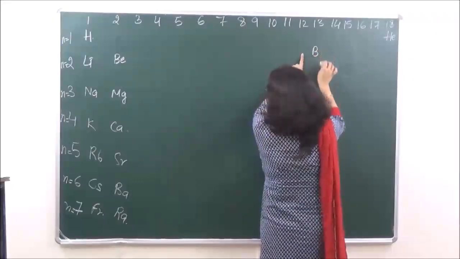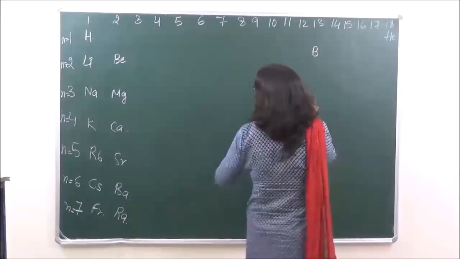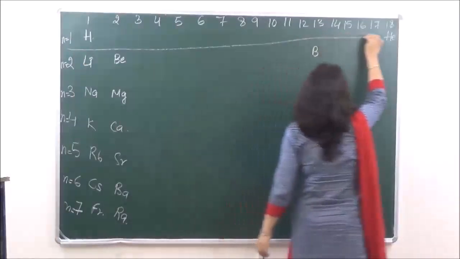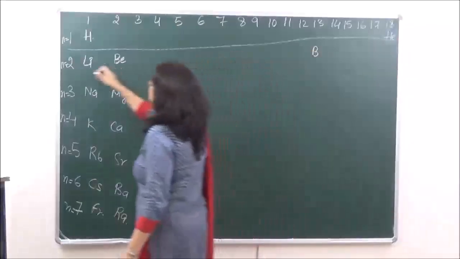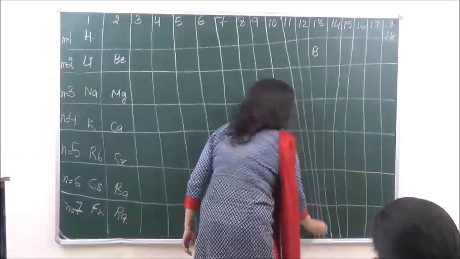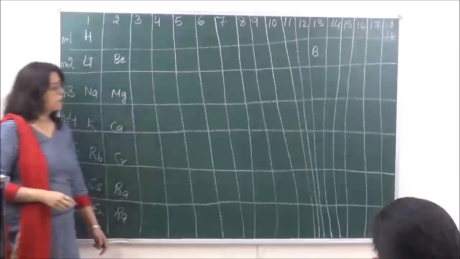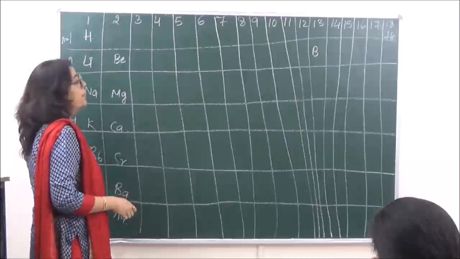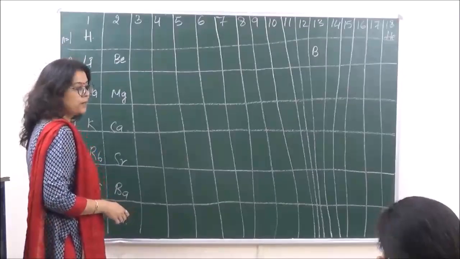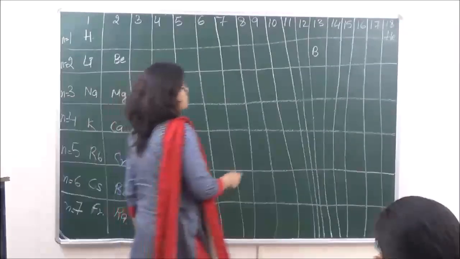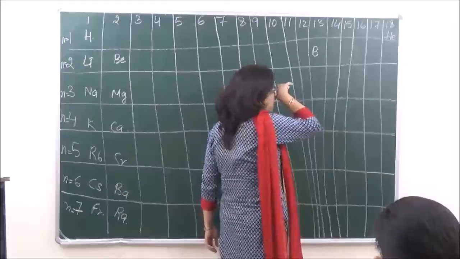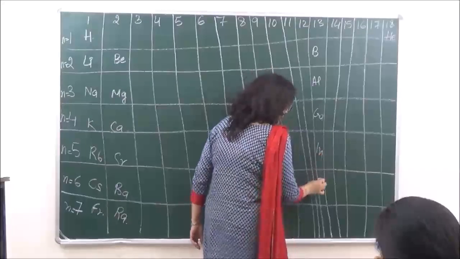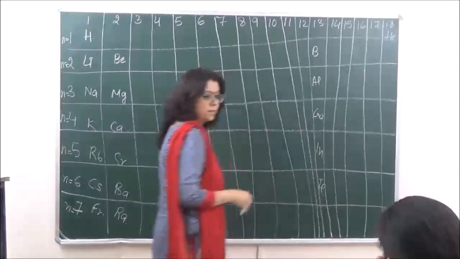So we have boron, okay. So they are emerging with each other. Okay. So let's go on to group 13 over here. We have boron, which is the next one, aluminium, gallium, indium and thallium.